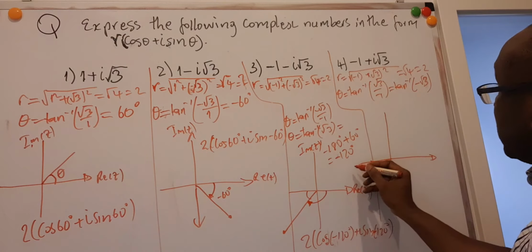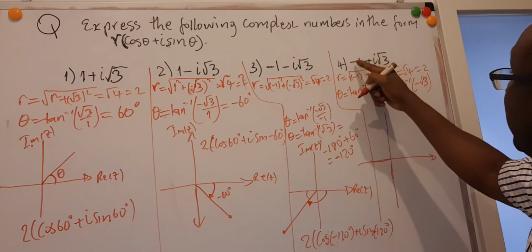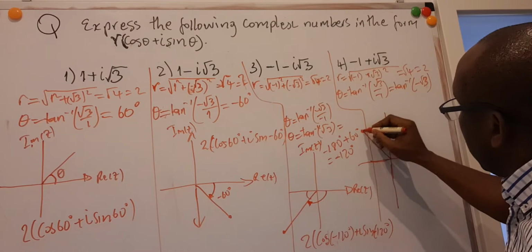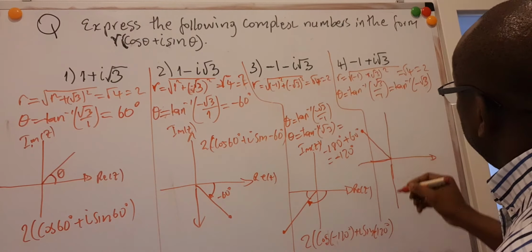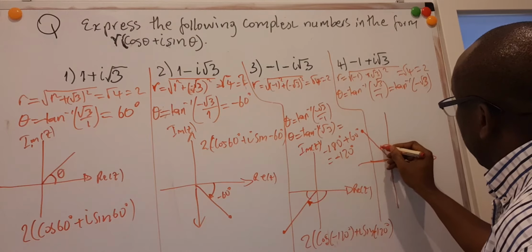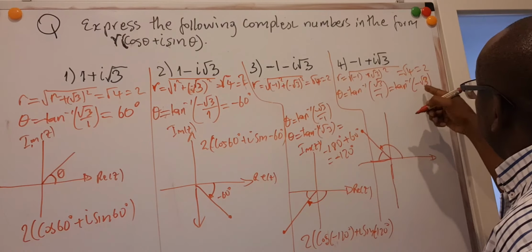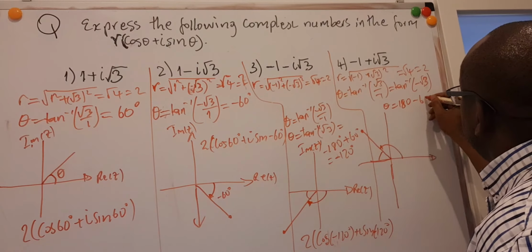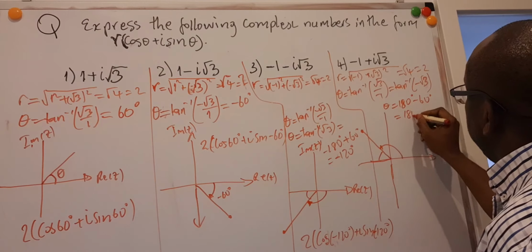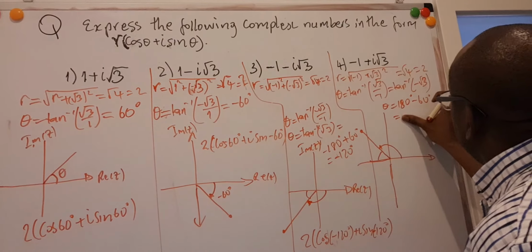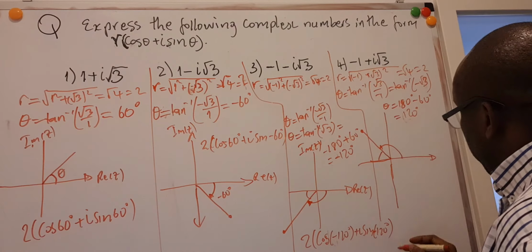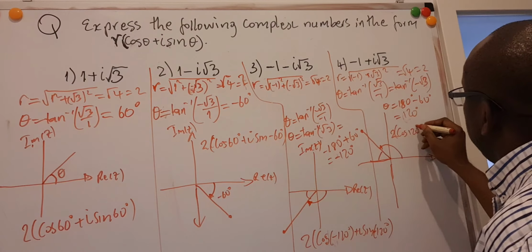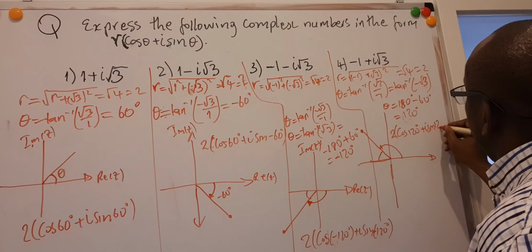So here, my real is negative, so it's somewhere here, minus 1. The imaginary is positive, so it's somewhere up. So this is in the second quadrant. If that is the case, then this is the angle we are looking for. But what we would have calculated there is in this form. So my theta would be 180 minus 60 degrees, and that's just 120. So my complex number can then be written in the form 2 cosine of 120 degrees plus I sine 120 degrees.